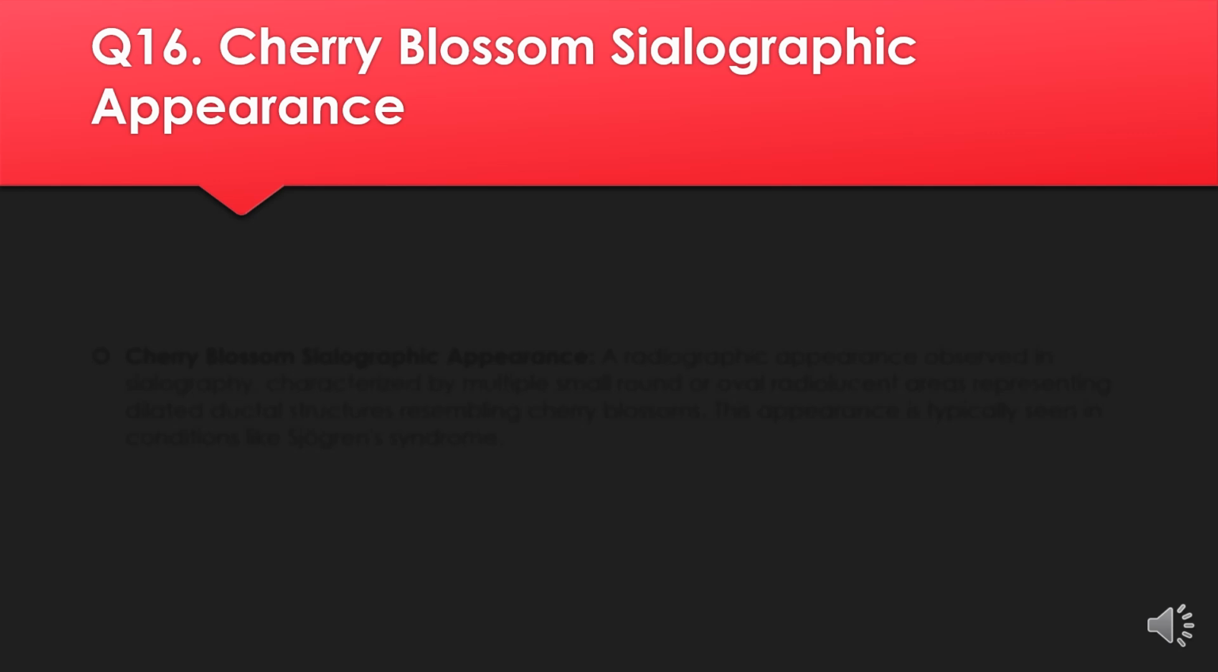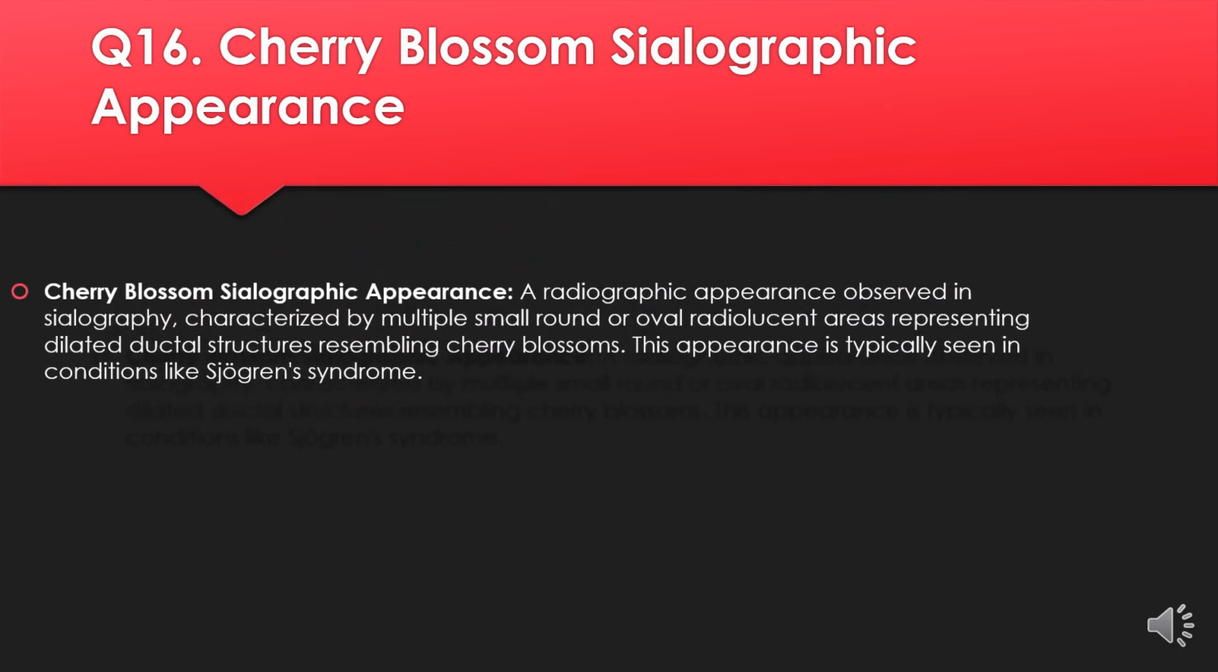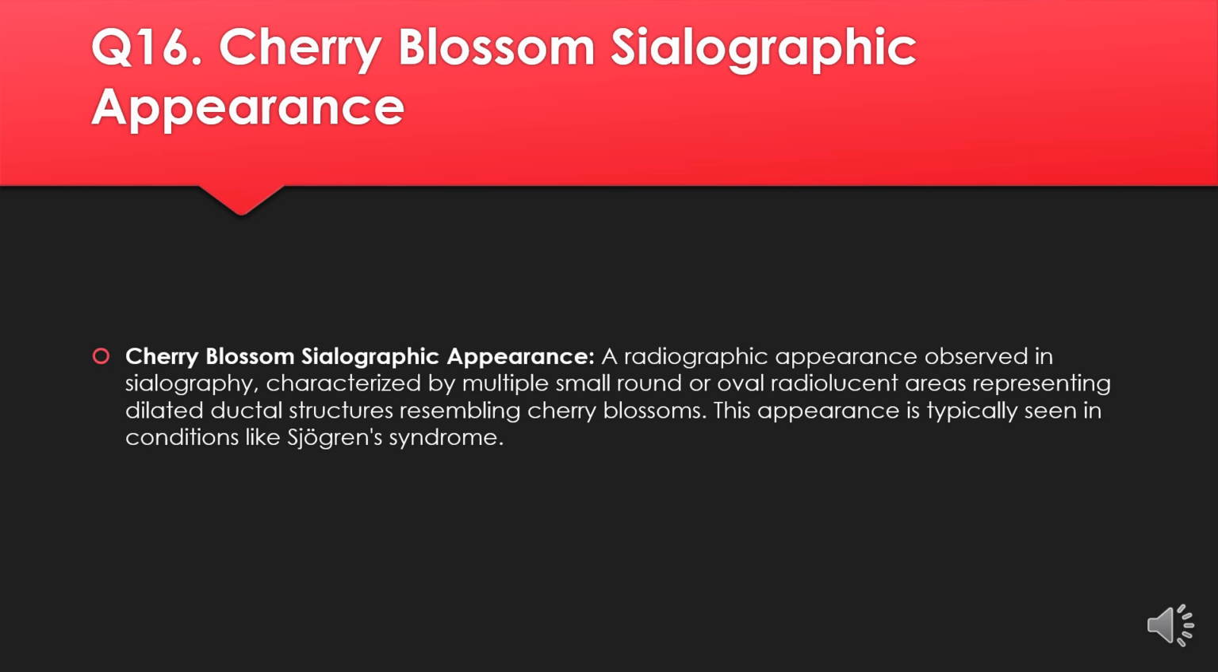Question is cherry blossom sialographic appearance. It is a radiographic appearance observed in sialography characterized by multiple small round or oval radiolucent areas representing dilated ductal structures resembling cherry blossoms. This appearance is typically seen in conditions like Sjögren syndrome.